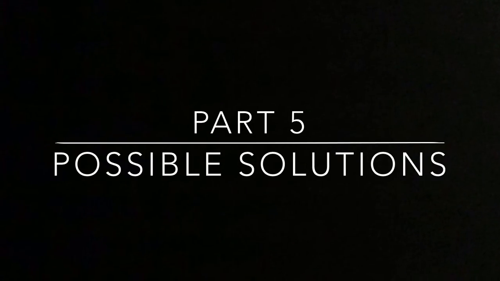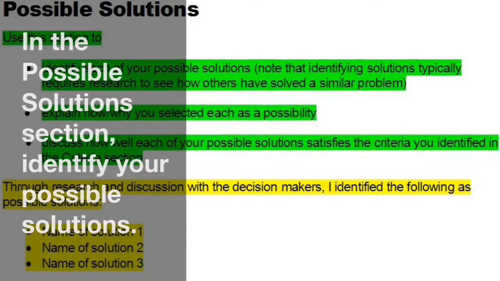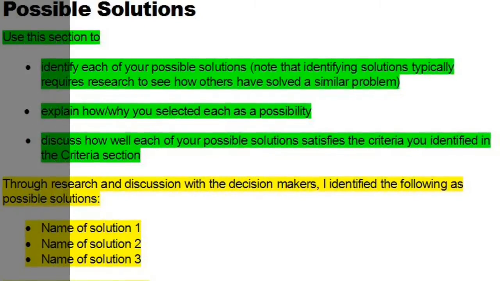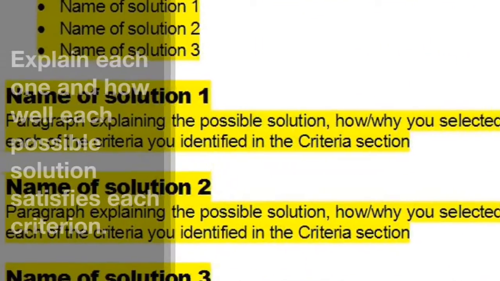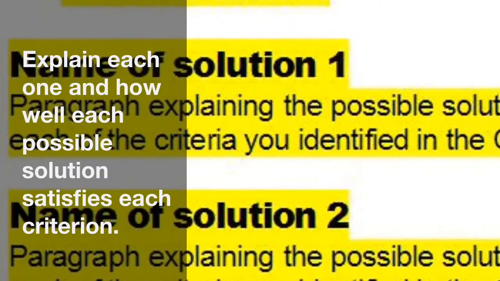Part 5. Possible Solutions. In the Possible Solutions section, identify your possible solutions. Explain each one and how well each possible solution satisfies each criterion.